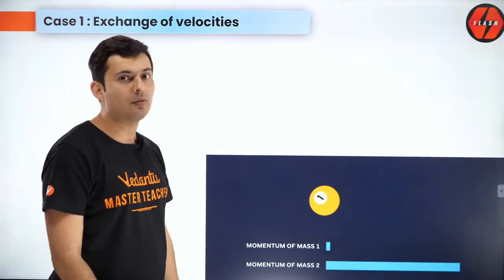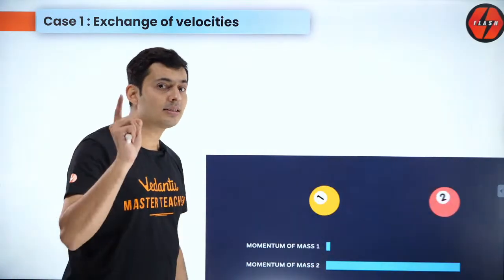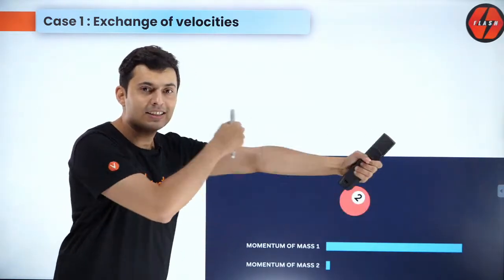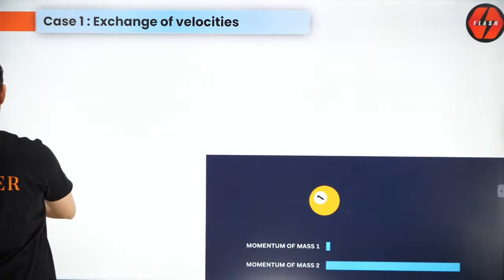I think you have seen this GIF before as well. If a mass collides with another mass which is equal, then their velocities get exchanged. So, exchange of velocities.